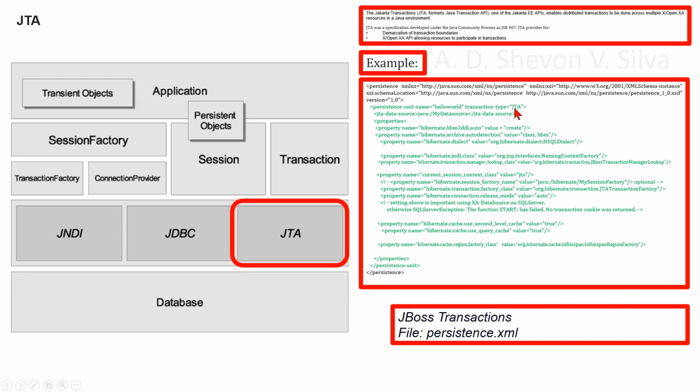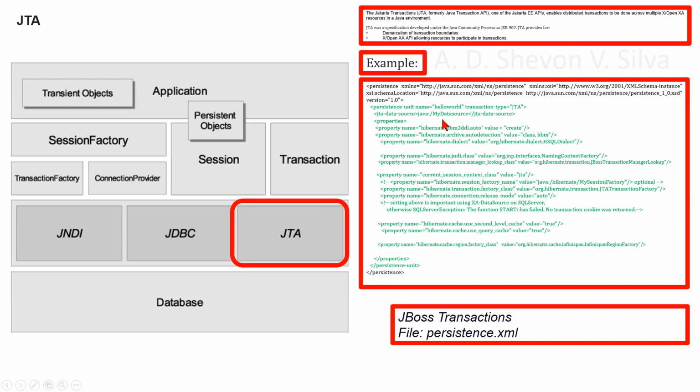When a JTA dash data source is used, the default is JTA. If a non dash JTA dash data source is used, resource underscore local is used. The JTA dash data dash source or non dash JTA dash data dash source is the JNDI name of where the javax.sql data source is located.